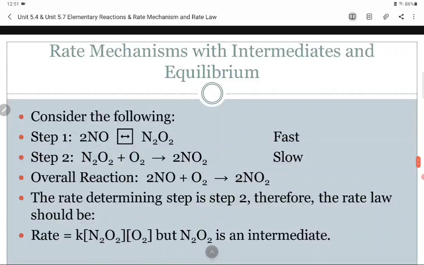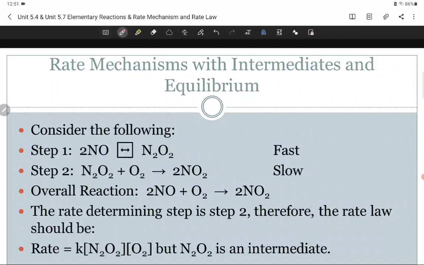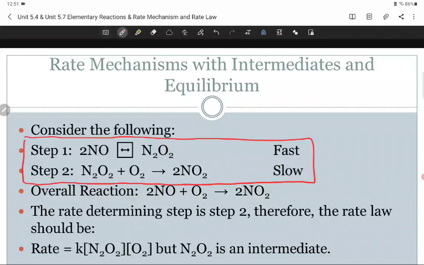Okay, another question. We have now a mechanism. Here's our mechanism. Now, this isn't really a question because all the answers are given here, but I definitely want to approach this because this is going to be a little bit unique. It's already been told to us that that's the slow step. So what you should be able to do is write a rate law using that slow step.